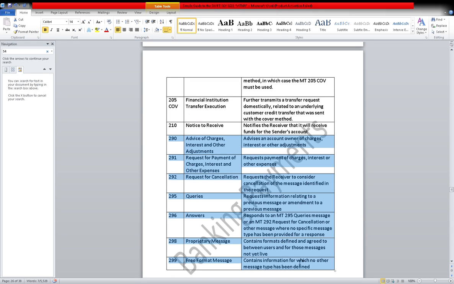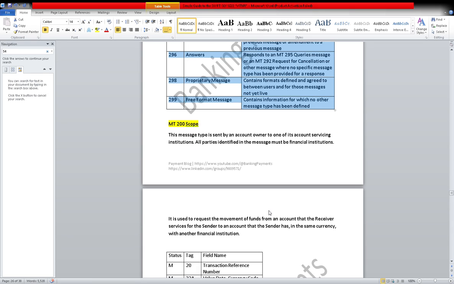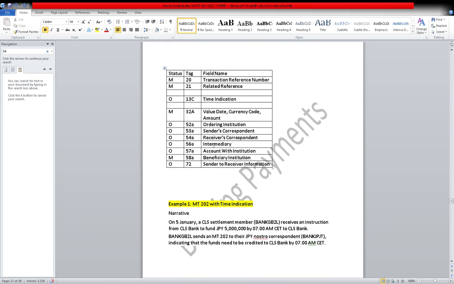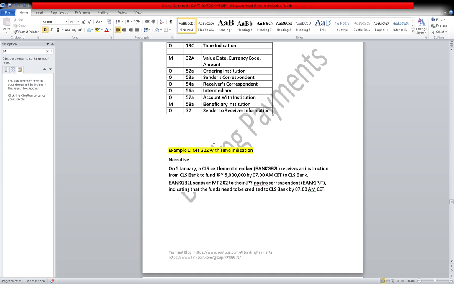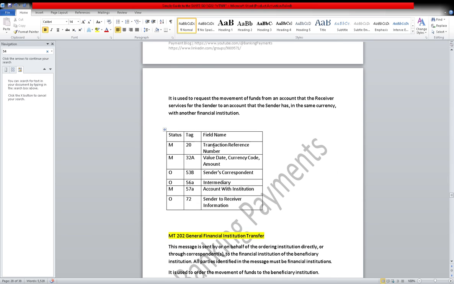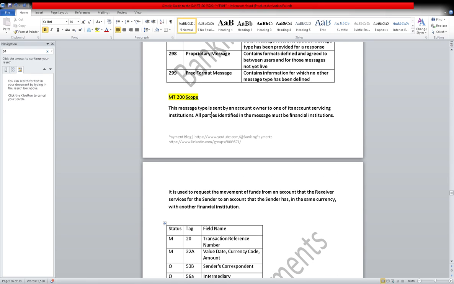Okay, so what we will do, we'll start with our first message, which is MT200, which is our scope now. The message is what we just discussed, accounting servicing. All parties identified in the message must be financial institutions. Meaning the sender bank and the receiver bank should all be banks only. Okay, an example is given here somewhere. Why is the example not given here? MT200.